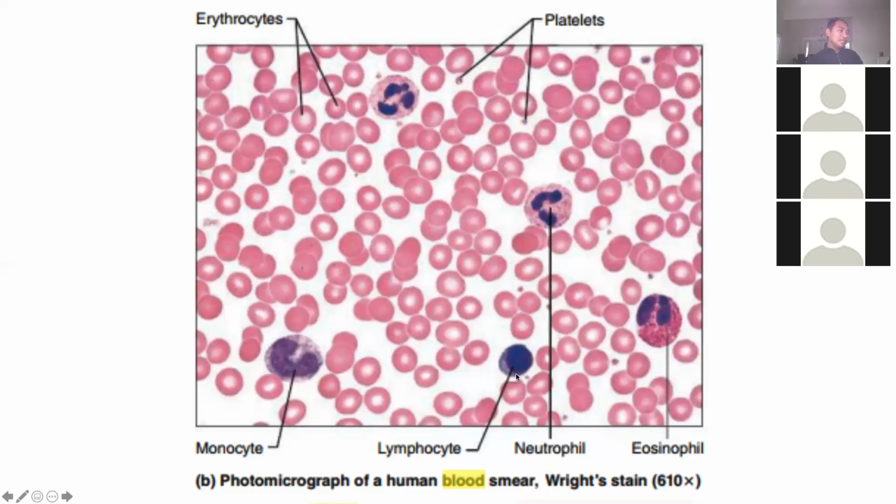And this purple color cytoplasm with deep purple color nucleus, big, only 1 and big, that is lymphocyte. And this kidney bean shape nucleus is monocyte.